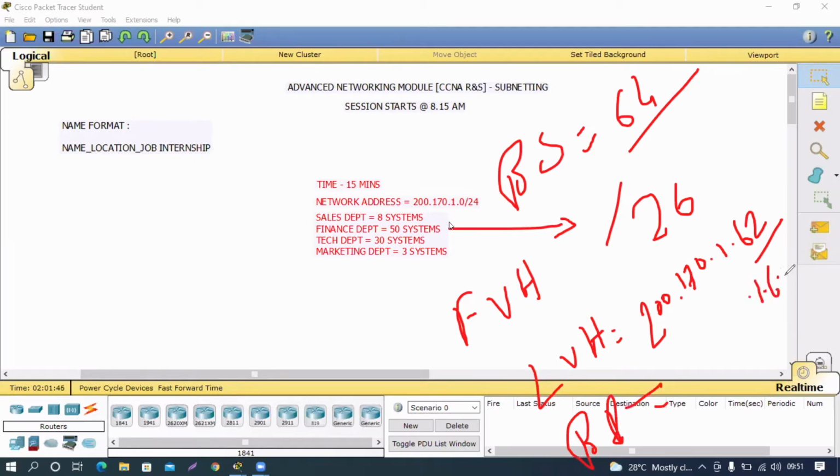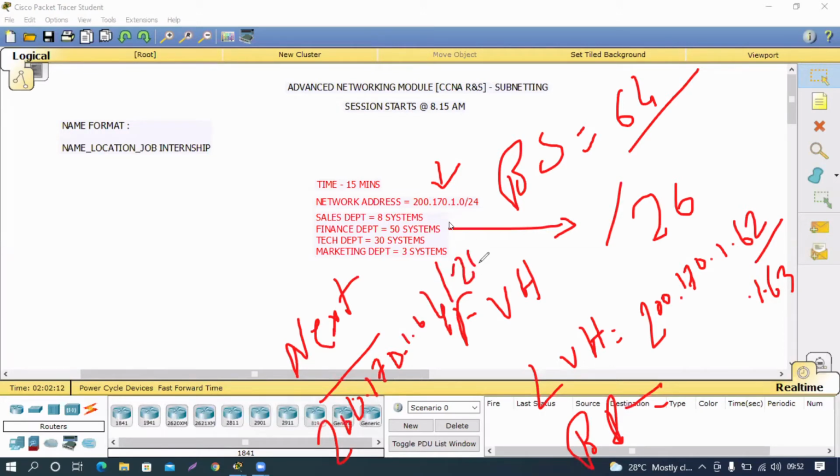200.170.1.63 slash 26. So the next subnet address will be 64, 200.170.1.64 slash 26, right. That is correct. Next department will be the tech department.